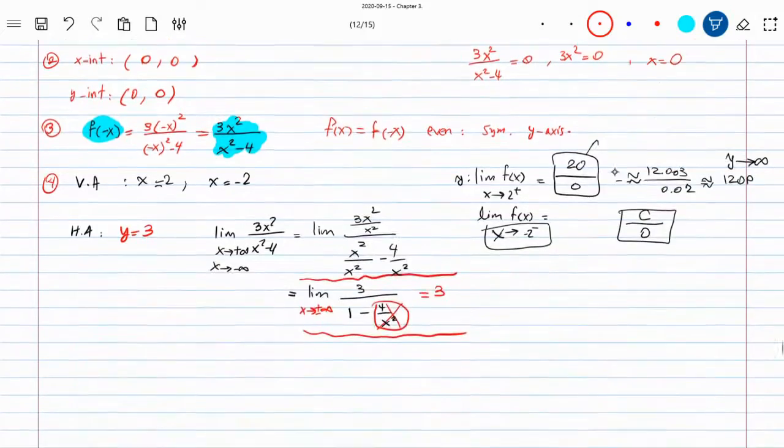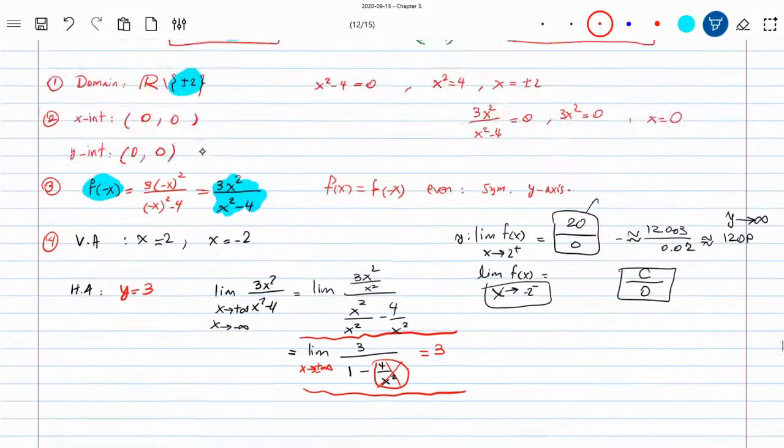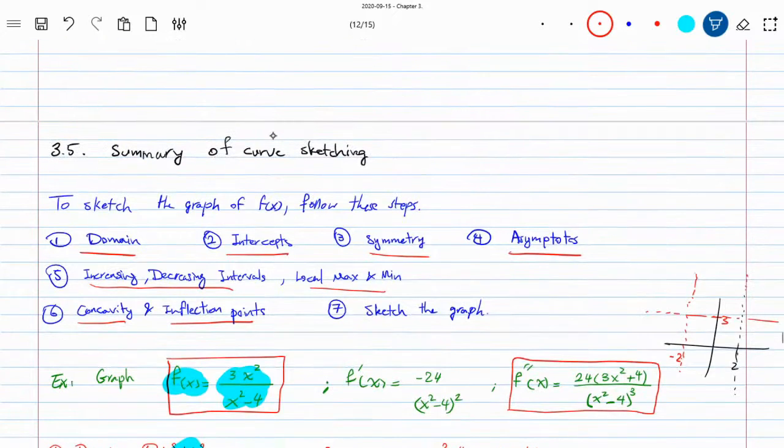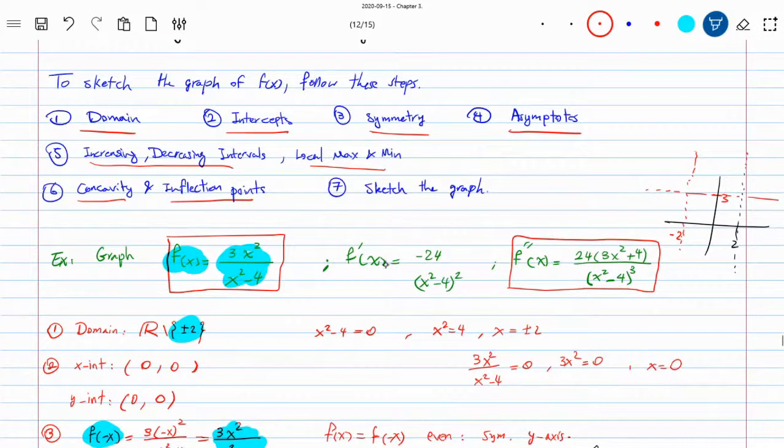Sorry about that. Now that we have figured out the vertical and horizontal asymptotes, we can look at the increasing and decreasing intervals, concavity, and inflection points. We already have the derivative. The derivatives are given. So I'm going to use this first derivative, -24 divided by, I think it's supposed to be -24x.